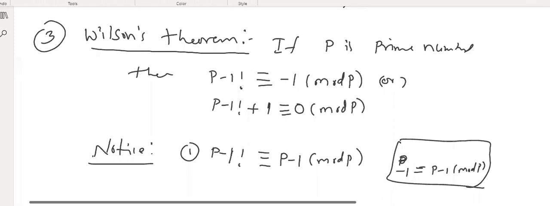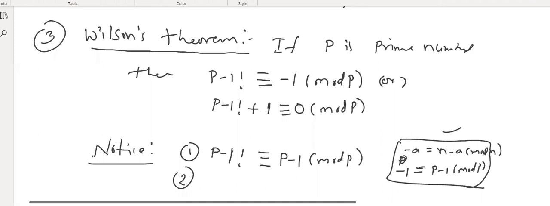Any number you can take: -a is congruent to n-a modulo n. It is true, so that -1 can be written as p-1 modulo p. Right. Number 2, the second one is: what about (p-1)! is equal to (p-1) modulo p.